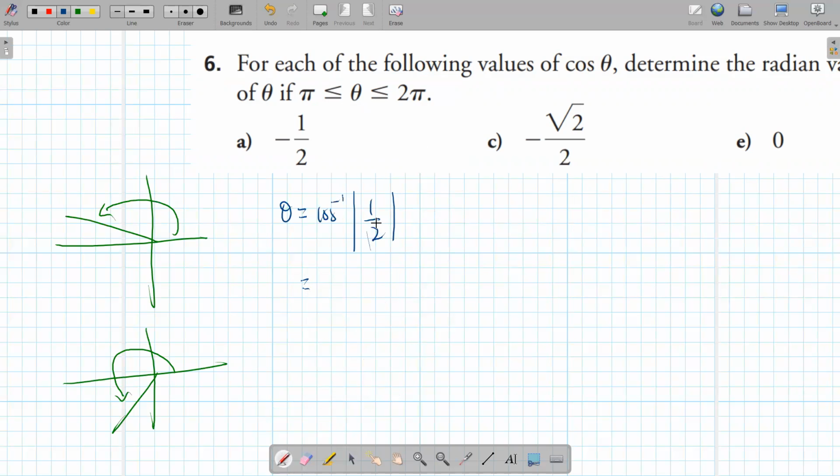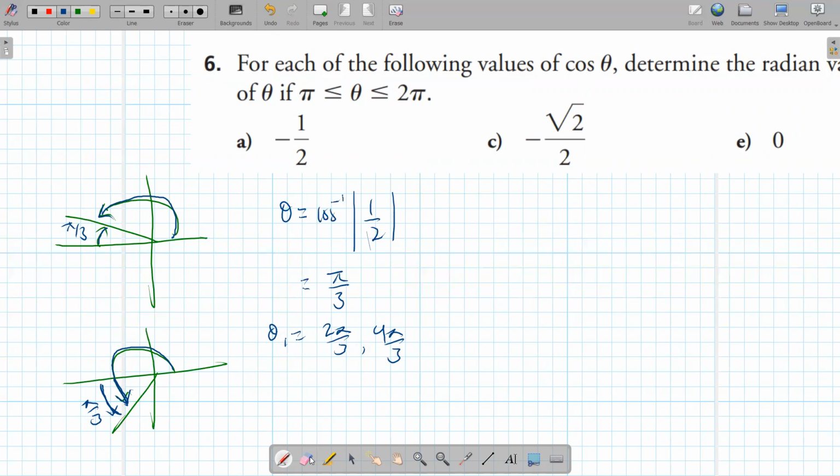Sine of 30 is 1 over 2, cosine of 60. So our related acute angle is pi over 3, 60 degrees. The related acute angle always goes from the horizontal. If this is pi over 3, what is this angle? That's going to be 2 pi over 3. So one of the answers is 2 pi over 3. And if this is pi over 3 from 180, what is this entire thing? 4 pi over 3, exactly. There's your 2 answers.